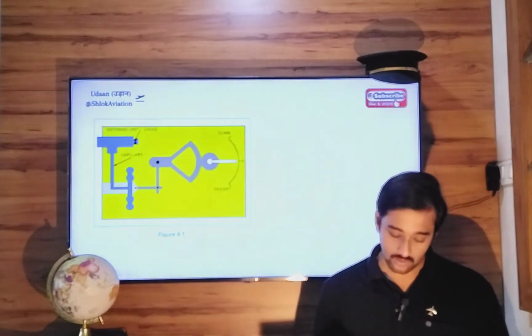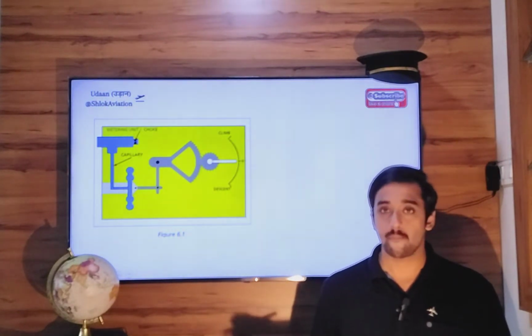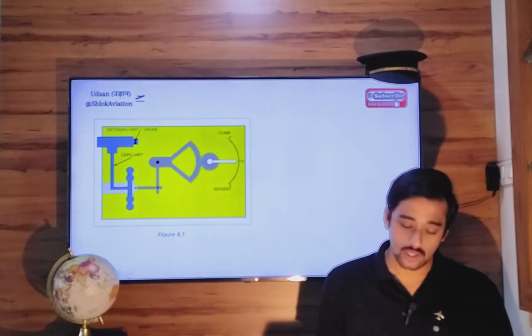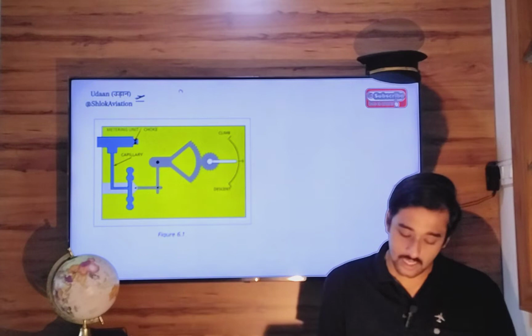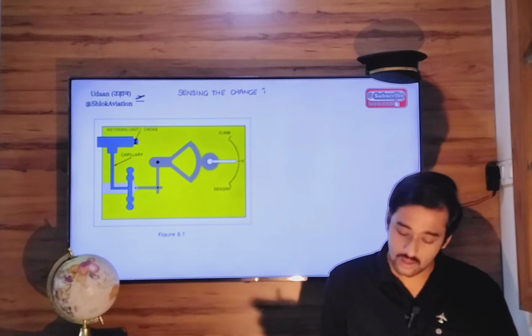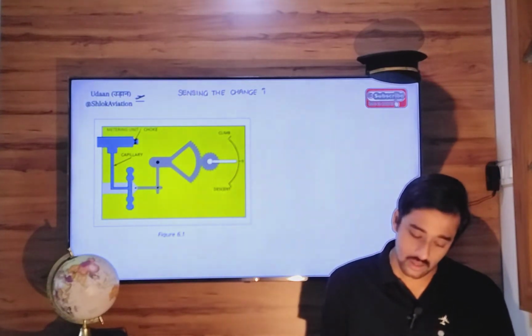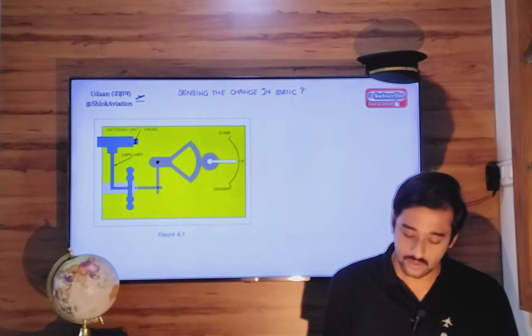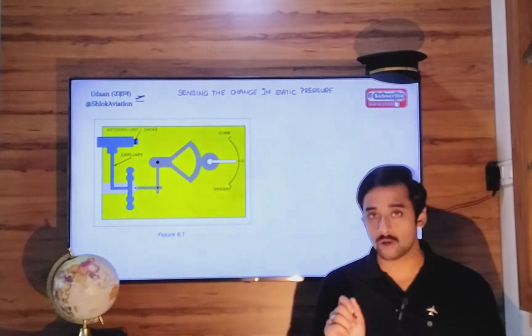So this is your vertical speed indicator, the back case, the back of the instrument. Your vertical speed indicator works on the principle of sensing the change in static pressure. Okay, so it works only on static pressure, not pitot pressure. Very important point.